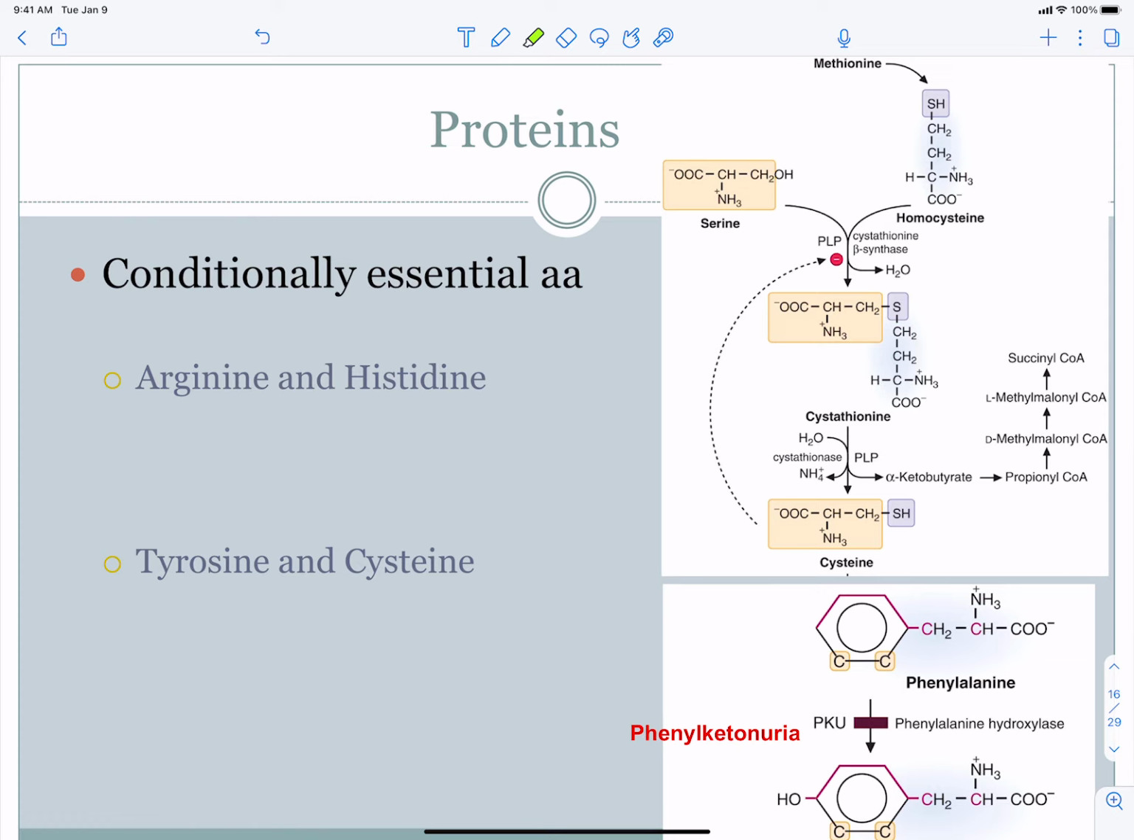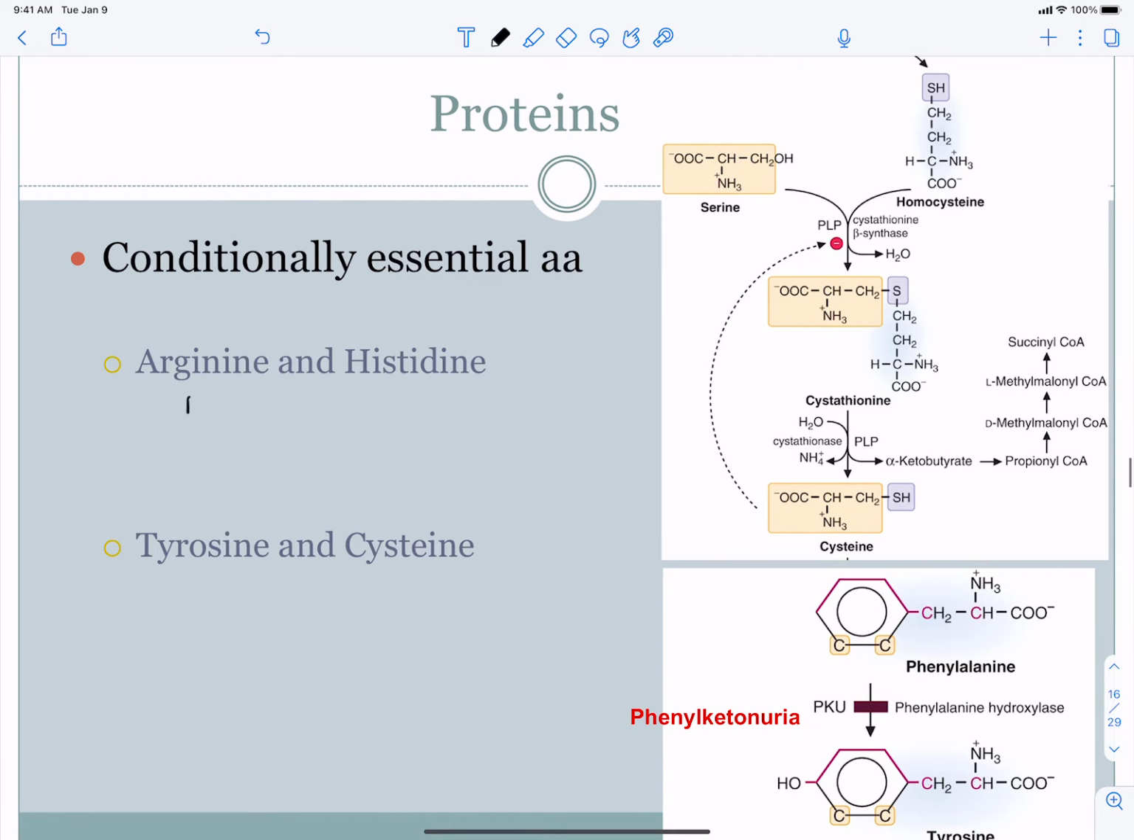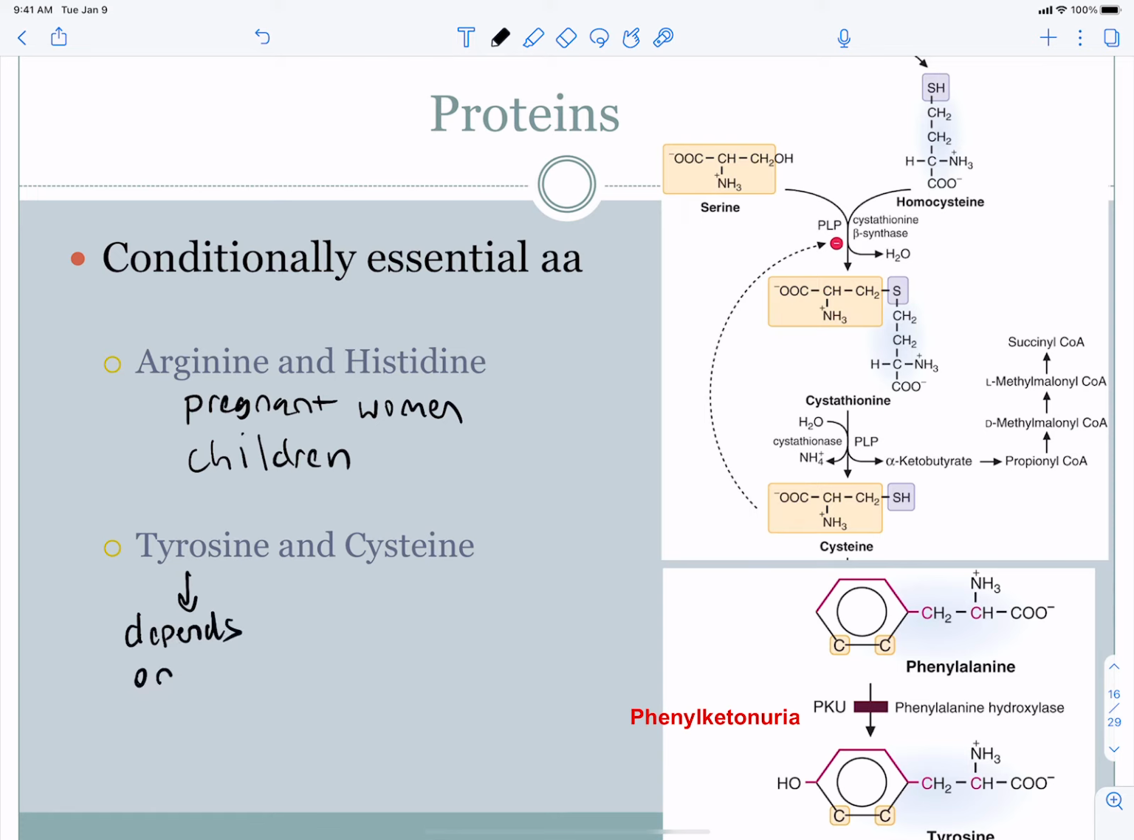Now there are some conditionally essential amino acids. So arginine and histidine are going to be important for pregnant women and for children because of growth and need. Tyrosine and cysteine can become conditionally essential because they're dependent on one of the essential amino acids. So tyrosine depends on phenylalanine. If you have a phenylalanine deficiency, tyrosine can become essential. And cysteine is made using the sulfur from methionine, which is an essential amino acid.